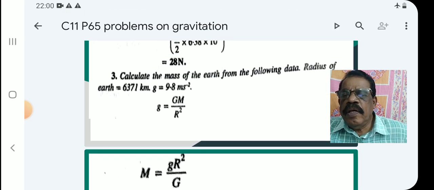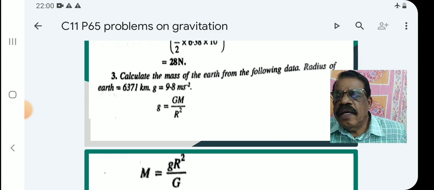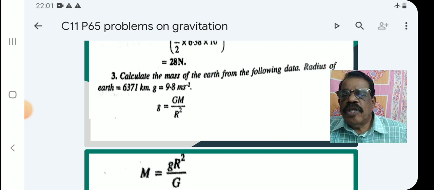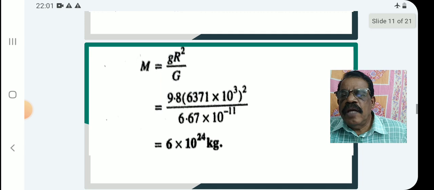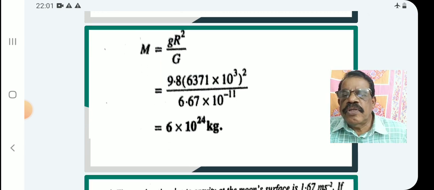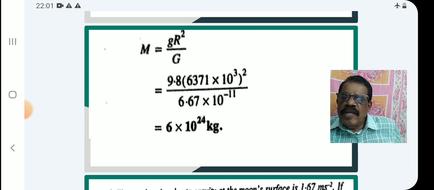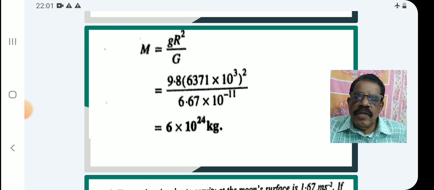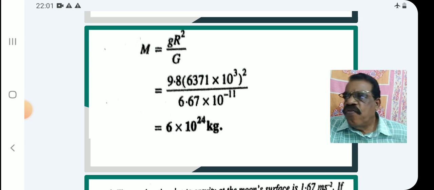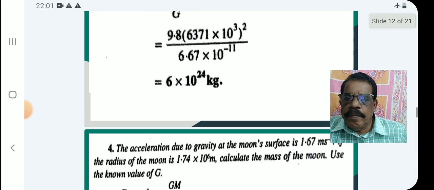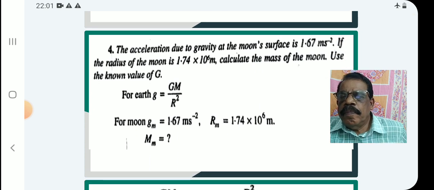Next question. Calculate the mass of Earth from the following data. Radius of Earth equal to 6371 kilometer, g 9.8. Mass of Earth: g is G M by R square, M is g R square by capital G, that is 9.8 into 6371 into 10 raised to 3 square by 6.67 into 10 raised to minus 11. That is the value of G. We get 6 into 10 raised to 24 kilogram. Mass of Earth is approximately 6 into 10 raised to 24 kilogram, but actually it is 5.96 into 10 raised to 24 kilogram. Next problem.